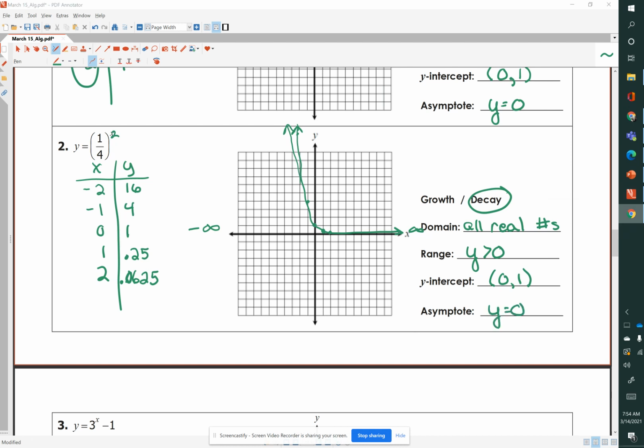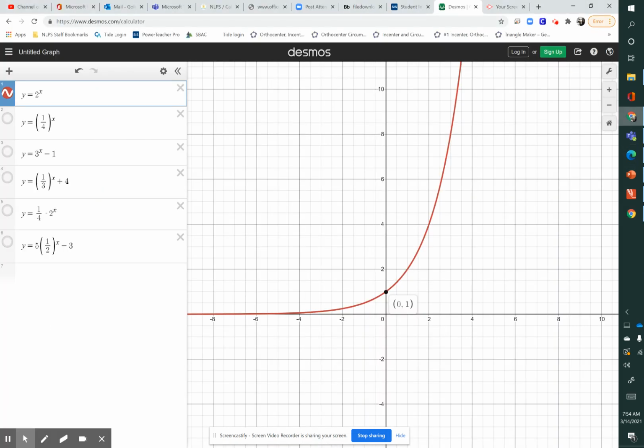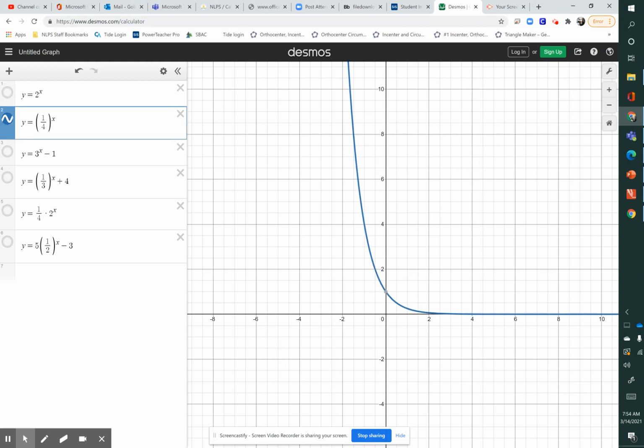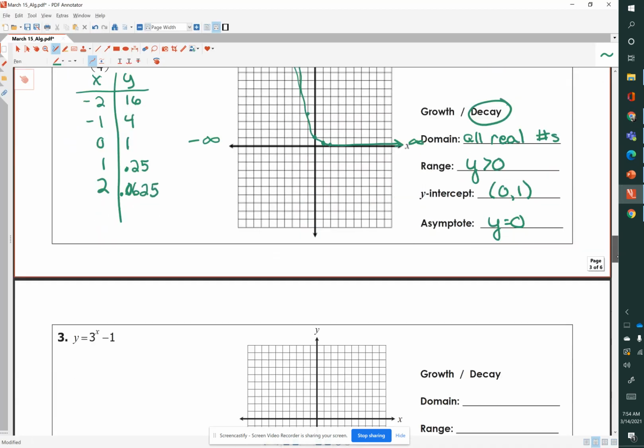So let's take a look at this one on Desmos as well. And there you have it, much better than the one we tried to draw ourselves. You can see the y-intercept of (0, 1). You can see that the graph will never cross the x-axis. So the x-axis is the asymptote for this graph. So let's move on to another one.